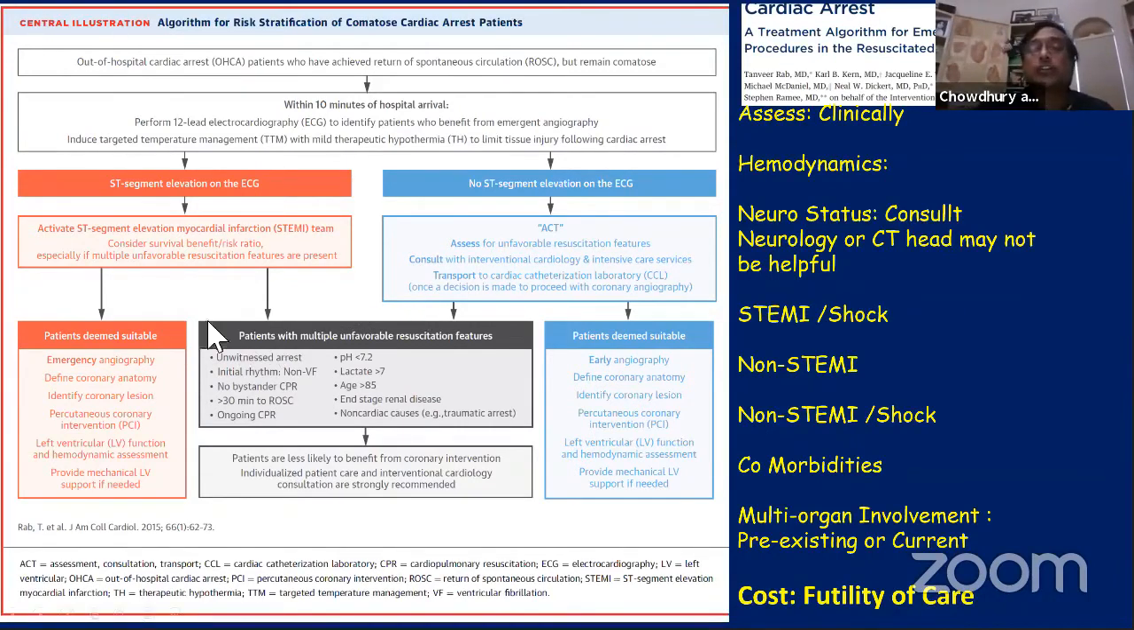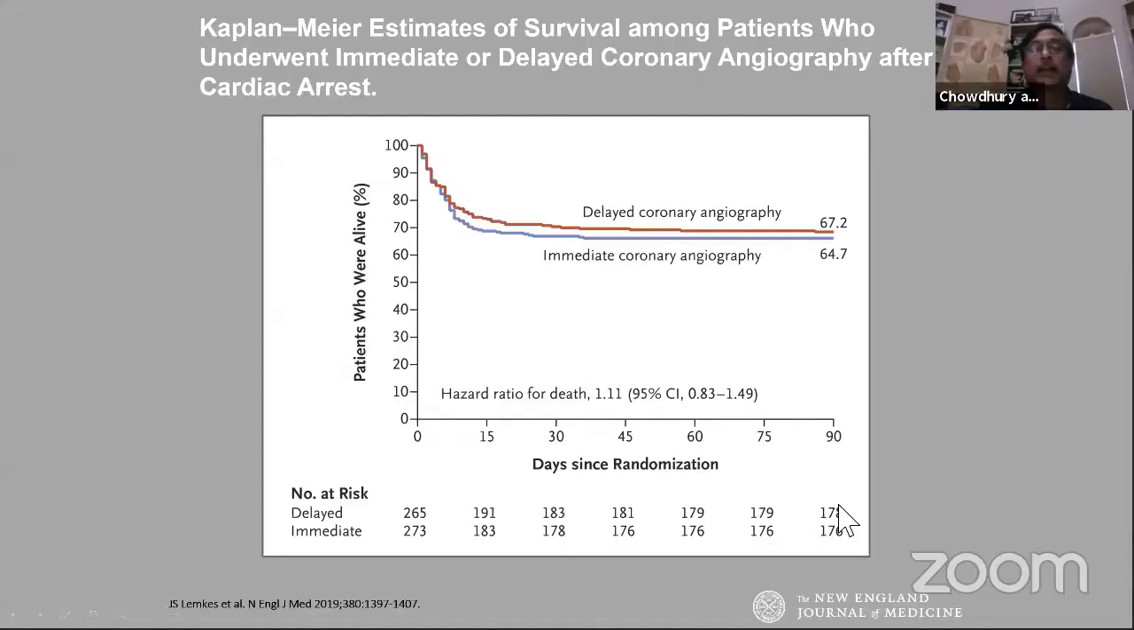You need to negotiate with everybody, including the family members, and ask them to understand these prognostic markers: prolonged resuscitation time, profound shock with multiple pressors, pH less than 7.2, less than 7, and significant comorbidities, multi-organ failure. The outcome will be bad. Therefore, we need to understand when we call it futility of care. And the cost is also important. Therefore, we need to pay attention.